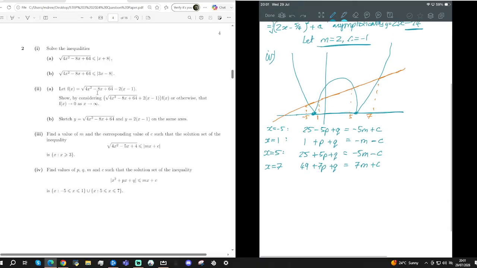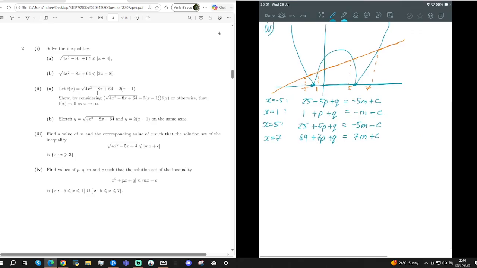Trying to think what the best, most efficient technique is, but at this point we might as well just go for it and hope that some things cancel, and cancel in the most pleasant ways possible. So I'm going to do equation 1 plus equation 3. That's going to kill the c's. That's going to give me 50 plus 2q. The p's have cancelled, equals minus 10m.